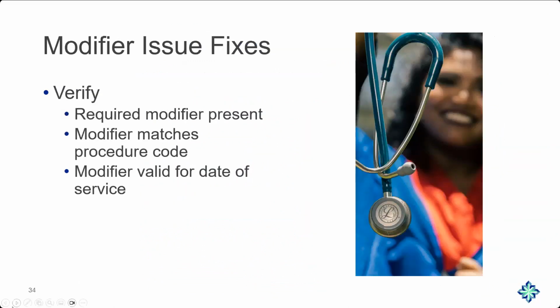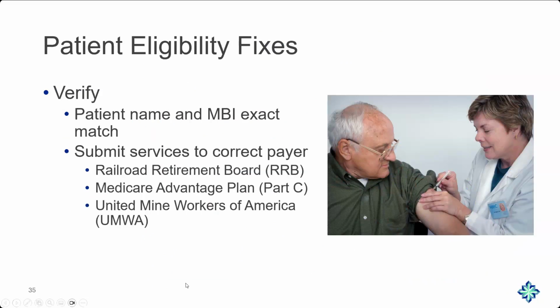All right. Here are the fixes for these, and some of these are really talked about, so I'm going to go through this pretty quick. Modifier issue fixes. Make sure that if a modifier is required for an item or service, that it's there on the claim. Make certain that that modifier is one you can use with the procedure code you're reporting, and also make sure that that modifier was valid on the date of service you billed it. CMS adds new modifiers here and there, so maybe it wasn't a valid modifier on the date of service.